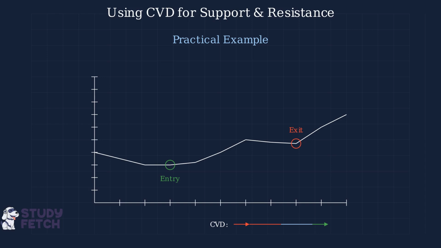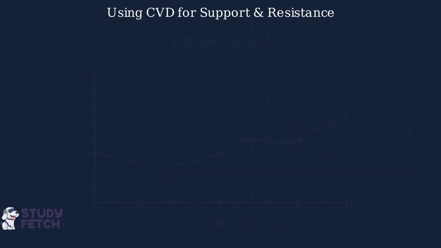Later, as price approaches this resistance level and CVD begins to flatten again, traders might consider taking profits or exiting the position. Let's summarize the key insights about using CVD for support and resistance identification.